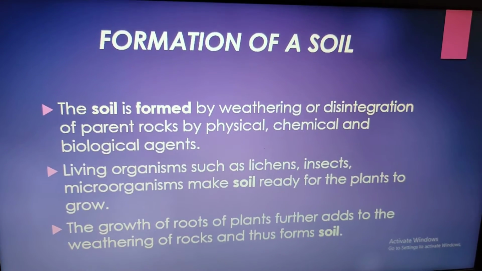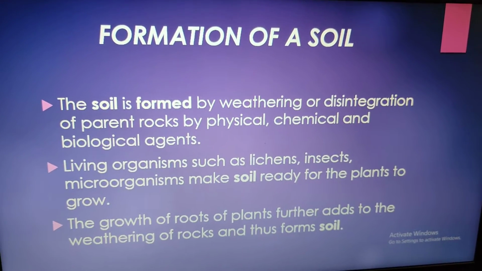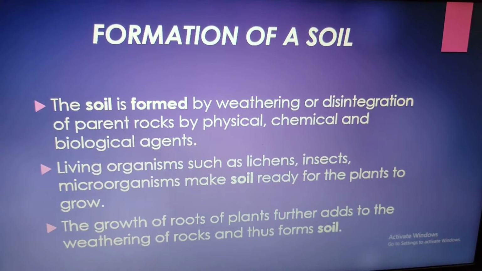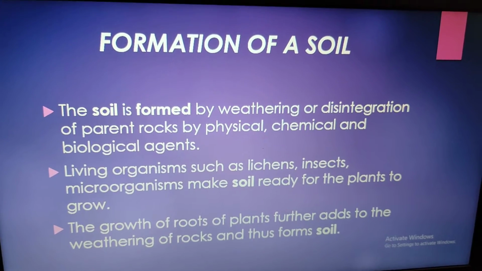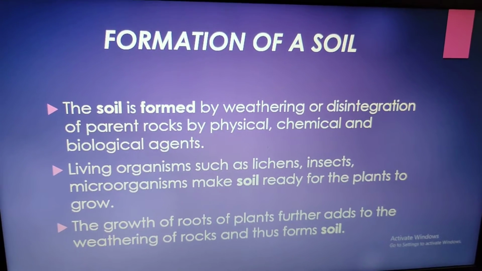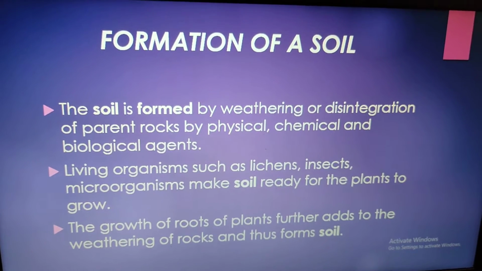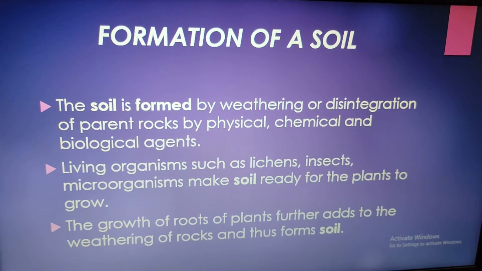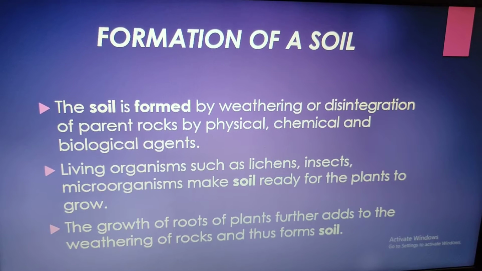Today, we'll be talking about the formation of soil, how the soil is formed. Yesterday, I gave you a brief description about the formation of soil. Today, we'll be discussing it in detail. The soil is formed by weathering or disintegration of parent rock by physical, chemical, and biological agents.